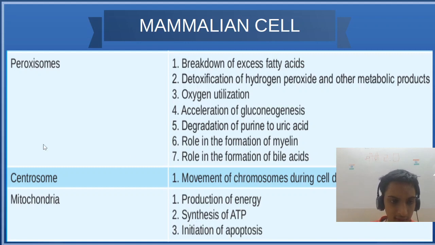And centrosome, movement of chromosomes during cell division. Just remember chromosome movement. That's all. Mitochondria. Remember, mitochondria is called the powerhouse of the cell. So what does it generate? Energy. What is the energy? ATP. That is the function. Also apoptosis. Even phospholipids also do this function.